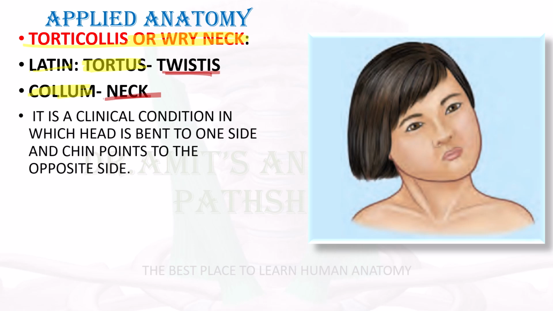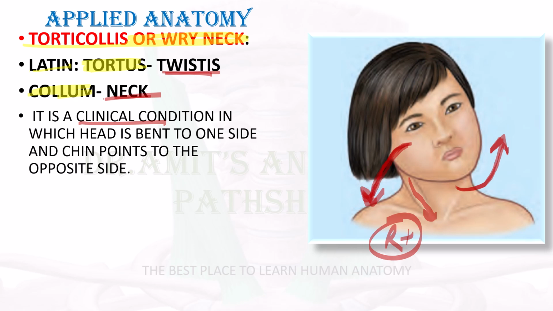What happens in this, children? It is a clinical condition in which there is a problem of the sternocleidomastoid of one side. We discussed just now, if the sternocleidomastoid of this side, that is of the right side, is contracting, the head will move toward the right shoulder and the chin will move toward the left side. So the patient will come to us in this position. So the patient will be present like this.